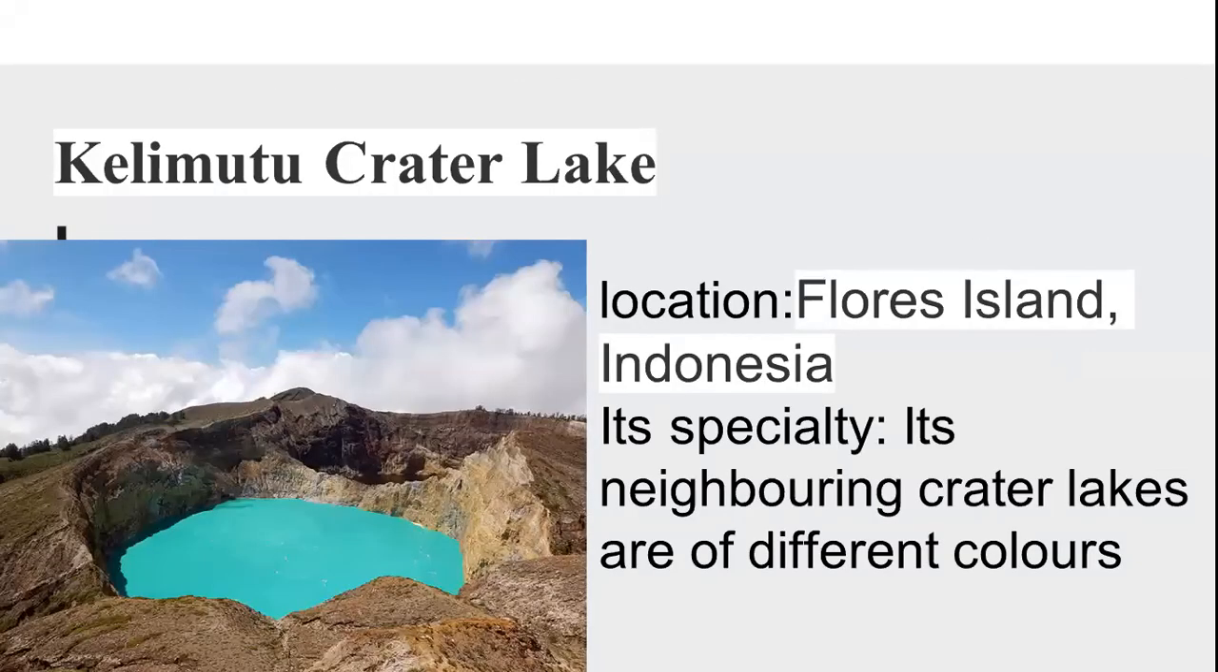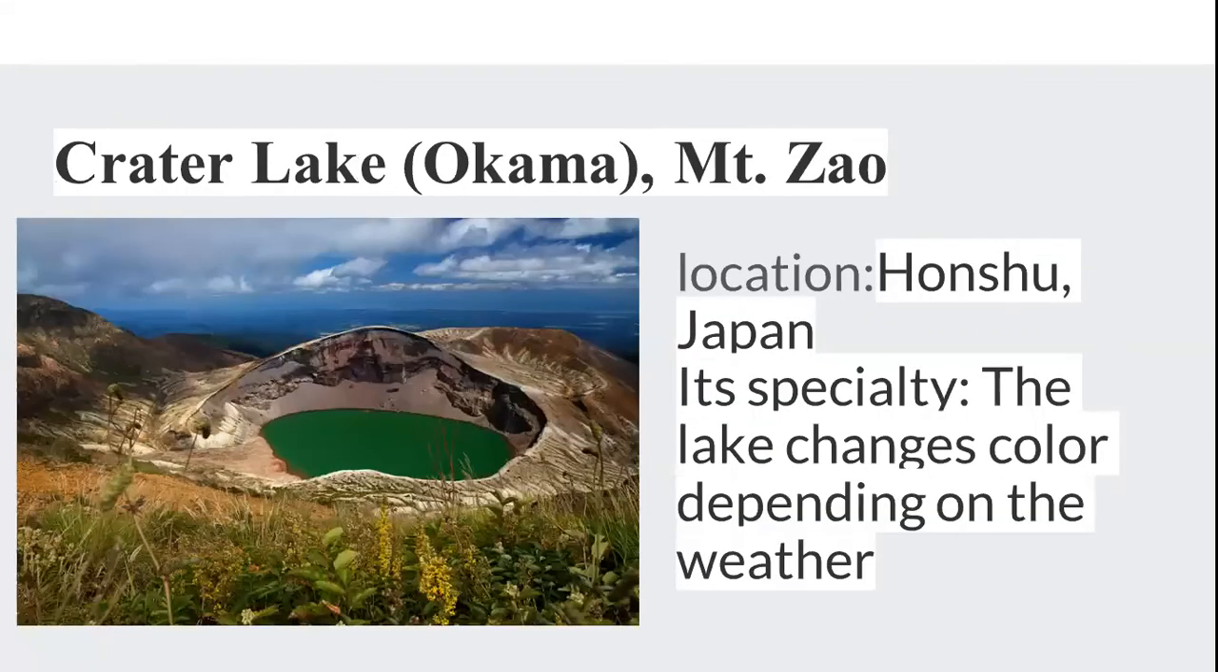What you can see on the screen is the Kalimutu crater lake. It is special because its neighboring crater lakes are all of different color. Next is the Okama crater lake in Japan. It's special because the lake changes color depending on the weather.